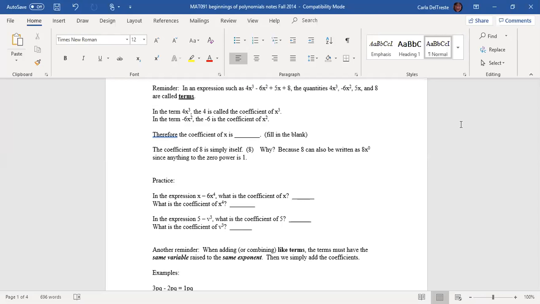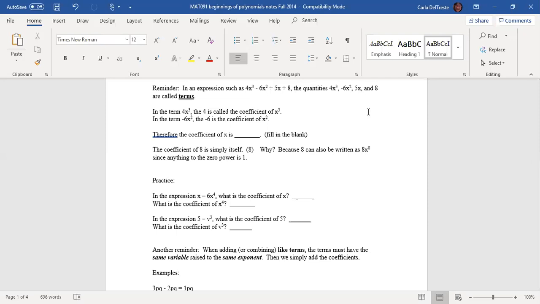So this is just a reminder of what it means to be a term. A term is a chunk of an expression. They're separated by addition. So if I had to pull the expression that's on the screen apart, the pieces would be 4x to the third, negative 6x squared, 5x, and 8. So it's all the pieces if you were to cut it into chunks, and their respective sign stays with the term.